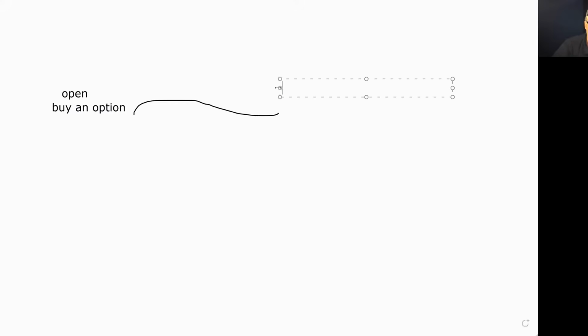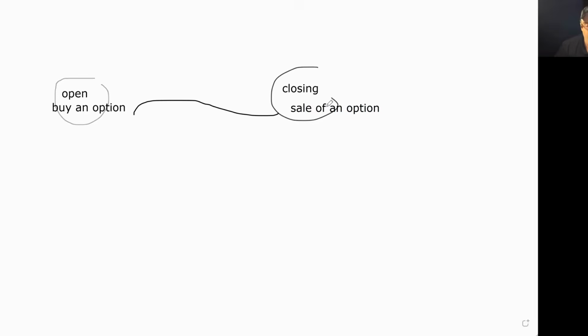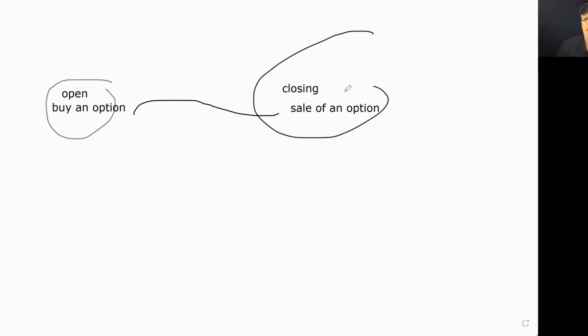When you create a position, say you buy an option, you're creating a position. That's called an open. If it's open, it has to be followed by a closing, or liquidating. If we bought it to open, then when you buy something, how do you get rid of it? You sell it. So that's a closing sale of an option. If you buy it to open, you sell it to close. And the profit and loss is there. If you buy it for 5 and sell it for 7, you have a profit. If you buy it for 5 and sell it for 3, you have a loss.